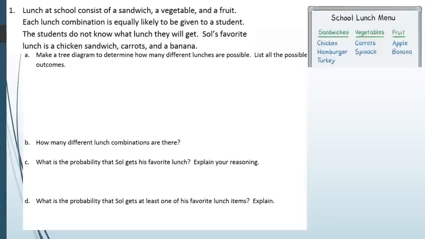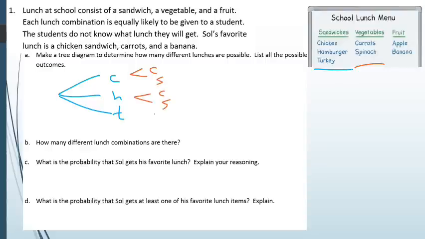All right, so let's start by making a tree diagram to determine how many lunches are possible. You're going to start by choosing a sandwich. So let's pick our sandwiches here: chicken, hamburger, turkey. Then I'm going to go ahead and pick a vegetable. So there's 2 vegetable options, carrots and spinach. So I'm going to have a carrot and a spinach coming off of each one of my sandwich choices.